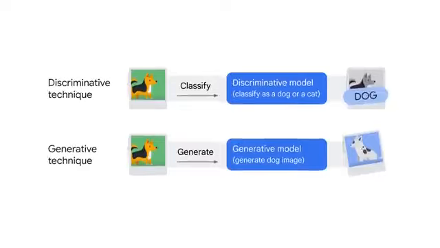Take this example. Here, the discriminative model learns the conditional probability distribution, or the probability of y, our output, given x, our input, that this is a dog, and classifies it as a dog and not a cat. The generative model learns the joint probability distribution, or the probability of x and y, and predicts the conditional probability that this is a dog, and can then generate a picture of a dog. So, to summarize, generative models can generate new data instances, while discriminative models discriminate between different kinds of data instances.